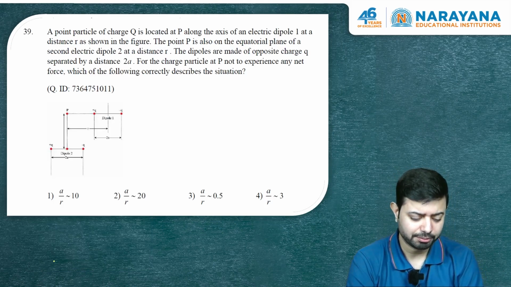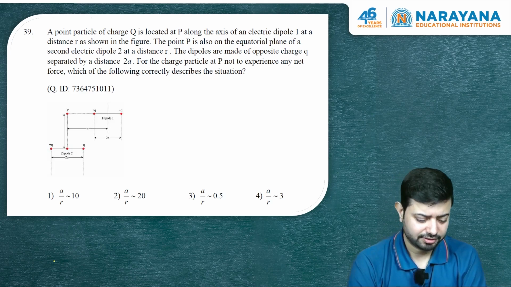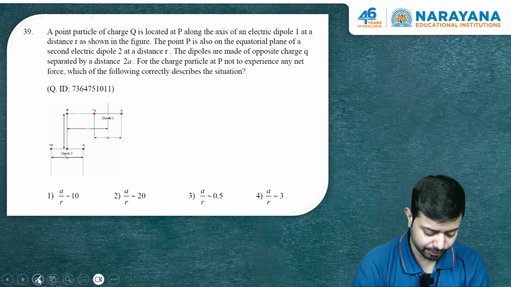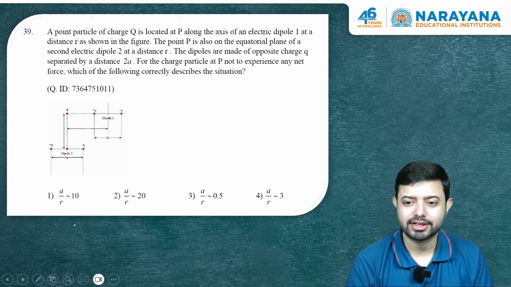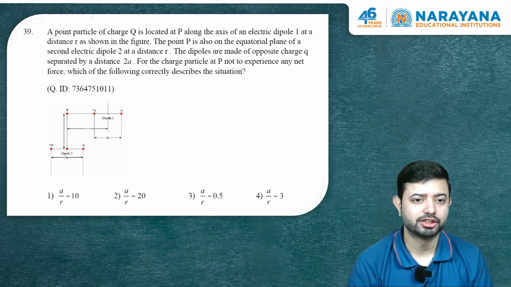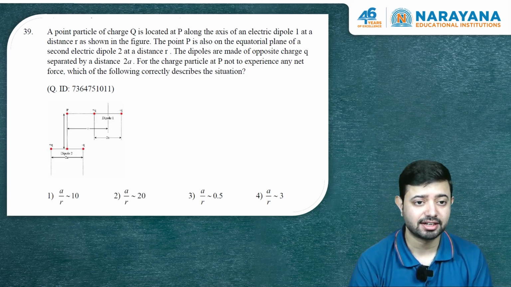This involves dipole concepts. Okay. And let us see this question first. Let us read it out. A point particle of charge q is located at P. Where is the P? Do you see it in the diagram? It is here. Okay, so let us have a look at this question. A point particle of charge q is located at P along the axis of an electric dipole 1 at a distance r as shown in figure.